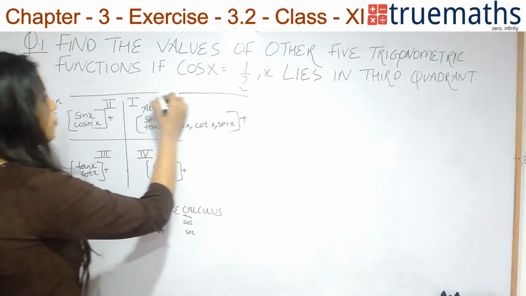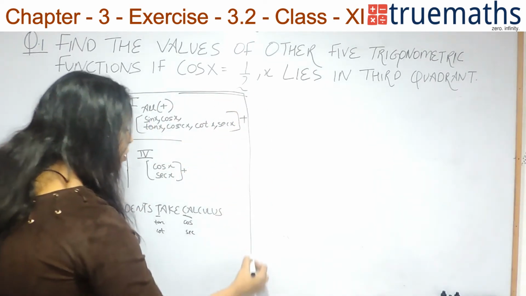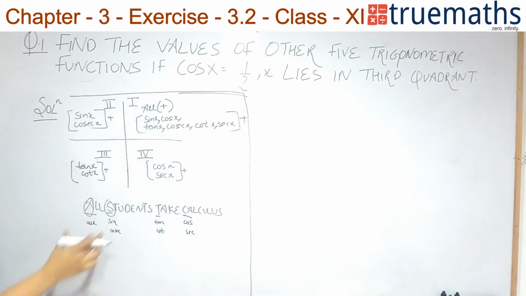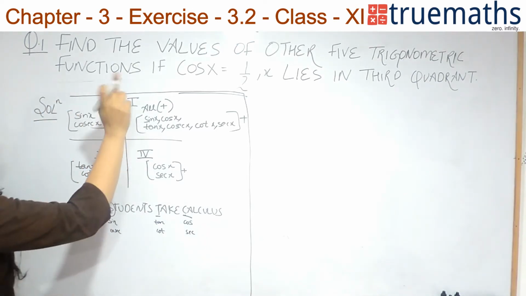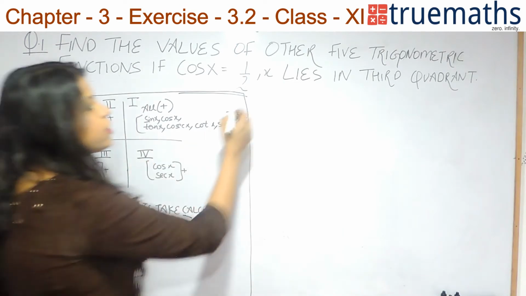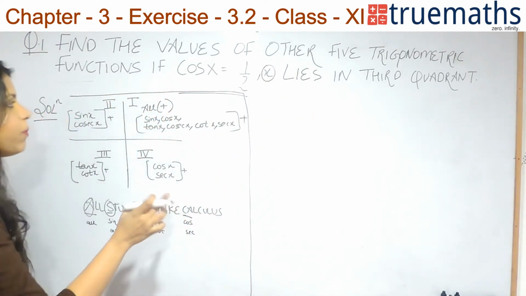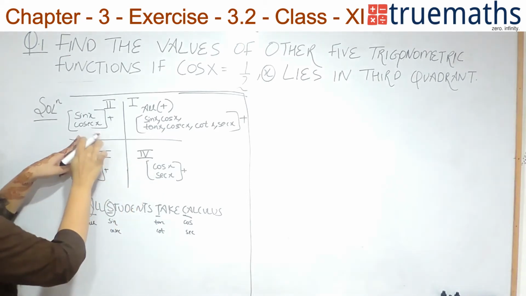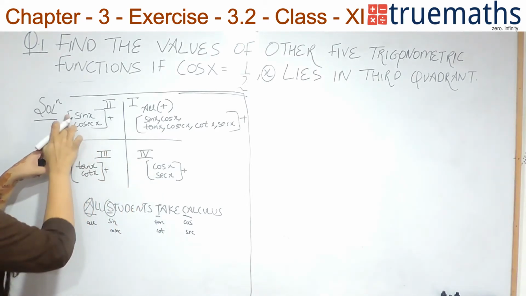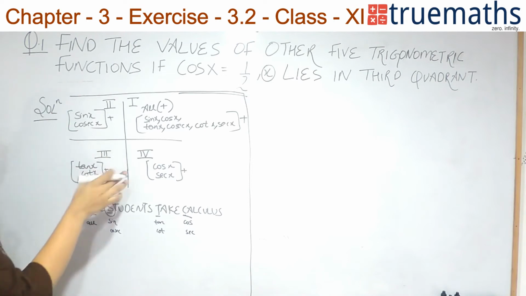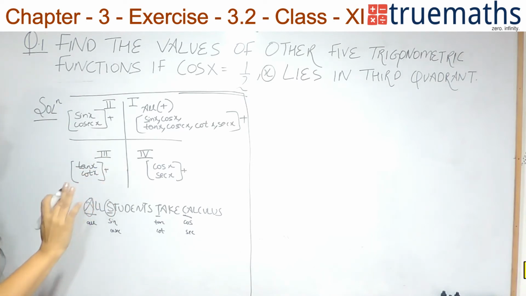So this is the concept you need to understand, which will help you in solving these questions. Why? Because it is given that x lies in the third quadrant. So I know that if x lies in the second quadrant, then only sine and cosec will be positive. All other functions will be negative, right?